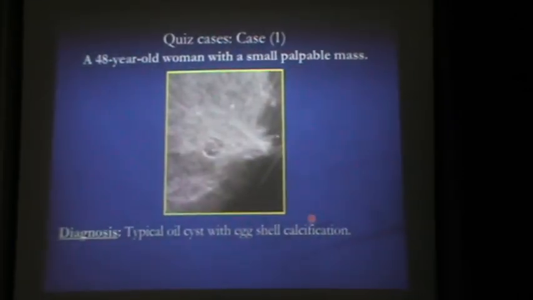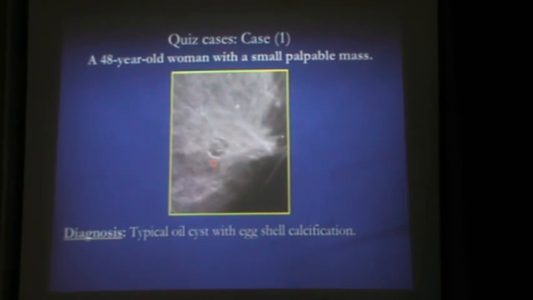This is a case of typical oil cyst with eggshell calcification. A 40-year-old woman with a small palpable mass, mammography showed eggshell calcification around the cyst.